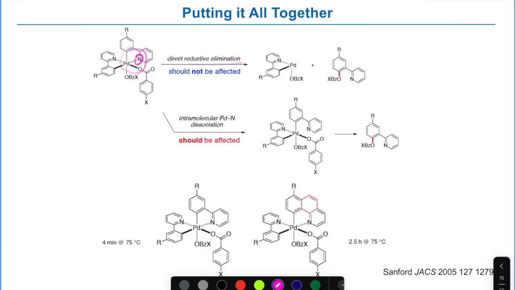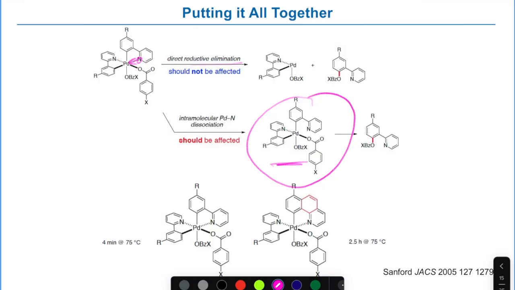However, if we do something to impact how tightly this nitrogen bonds onto the center, so if it has to go by something where there's a decoordination event first and then reductive elimination, then somehow impacting the ability to form this center would allow us to see a difference in rate.